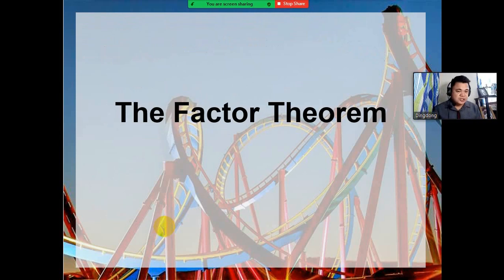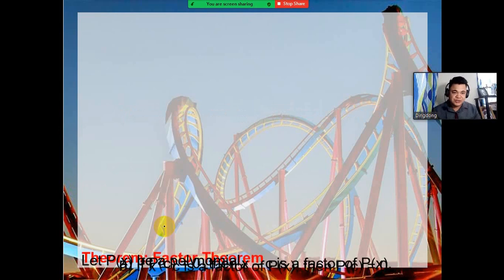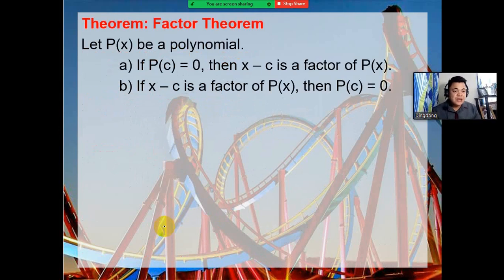Okay? Next, the factor theorem. This is the last one. So before we go ahead and discuss the different examples under factor theorem, you have to make sure to prove it first. So, theorem, factor theorem. These are now the conditional statements that we're going to use. Let P of x be a polynomial. Then letter A, if P of C equals 0, then x minus C is a factor of P of x. And then they are just the same.